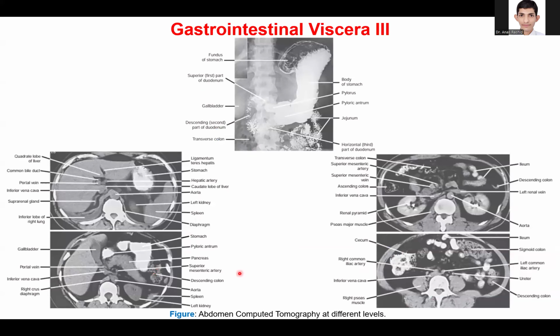These are images from abdominal computed tomography at different levels. We can see the fundus of the stomach here. We have the superior part of the duodenum. We have the gallbladder here. We have the descending part of the duodenum. We have the transverse colon. Then we can also see the pyloric antrum. We have the pylorus. We can see the body of the stomach and the jejunum also. And the third part of the duodenum, that's the horizontal or third part of the duodenum.